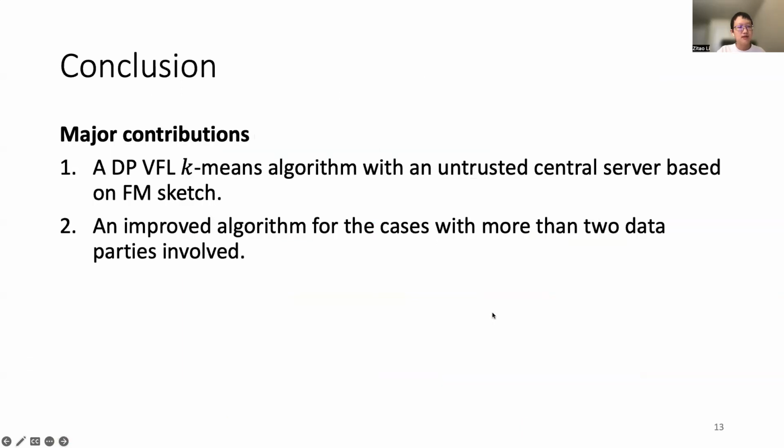To conclude, the major contribution of this paper is a differentially private vertical federated learning k-means clustering algorithm with an untrusted central server based on FM sketch. We also propose an improved heuristic algorithm for the case with more than 2 data parties involved. That's all of the contribution.